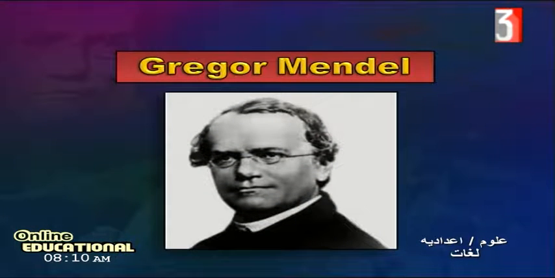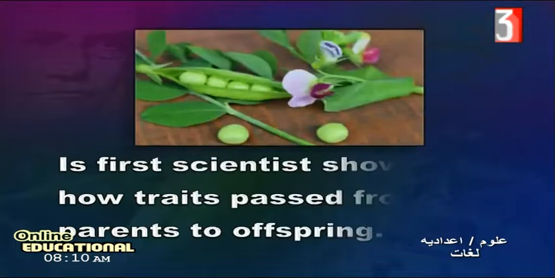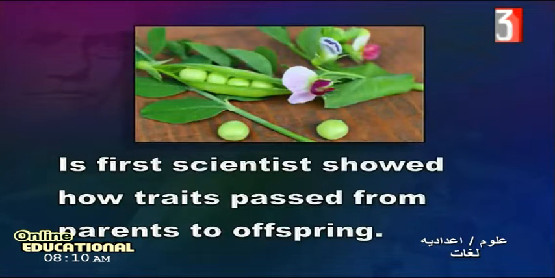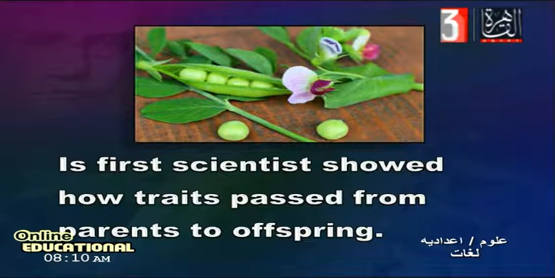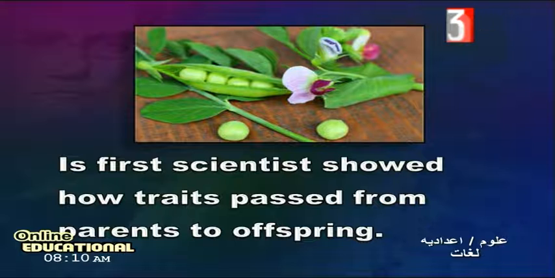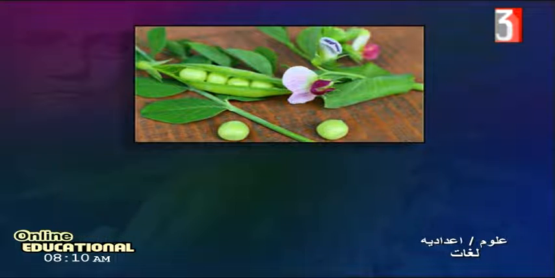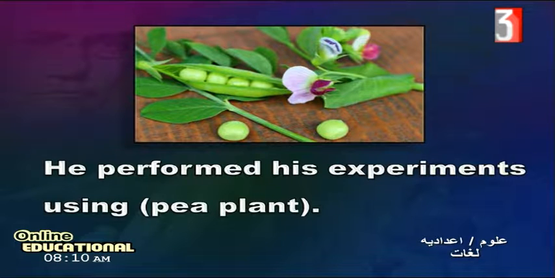Gregor Mendel is the first scientist to show how traits pass from parent to offspring. He performed his experiment using the pea plant.